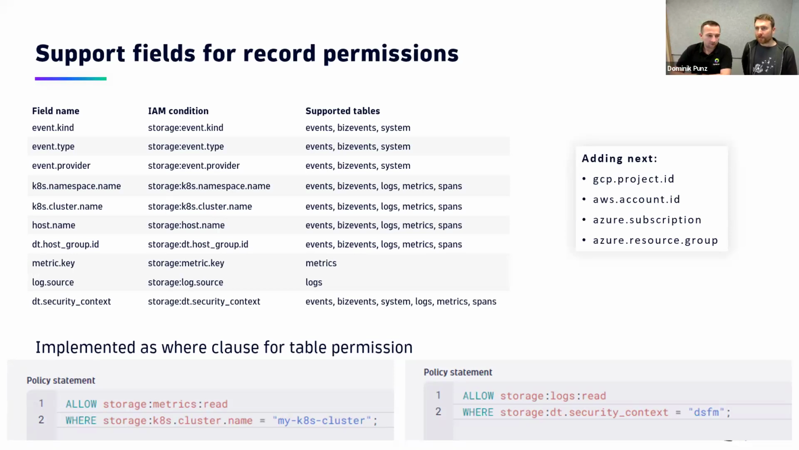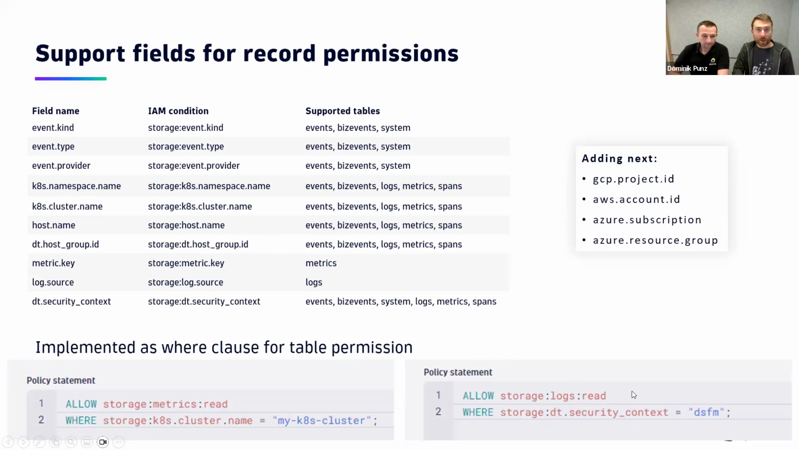So if you search for Dynatrace IAM reference, you will see a big reference about what you can do with our permission system with policies. Yeah, that's right. Cool. And also, if the field you're looking for is not on the list, there are still possibilities, because that's where the custom field dt.security_context comes in.